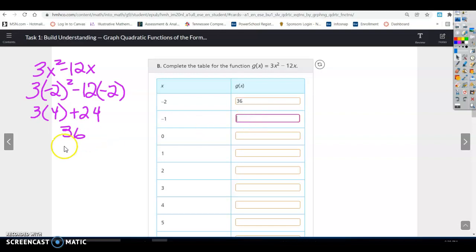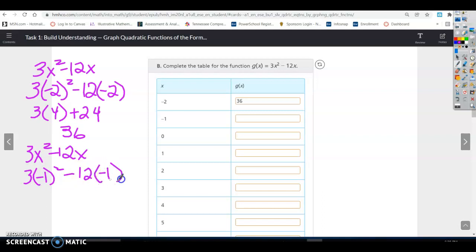And then you're going to substitute -1. So you're going to do 3 times x squared minus 12x, but this time you're going to substitute -1: minus 12 times -1. So -1 squared is 1, so 3 times 1. -12 times -1 is plus 12. So 3 plus 12 is 15. So hopefully you get the idea.